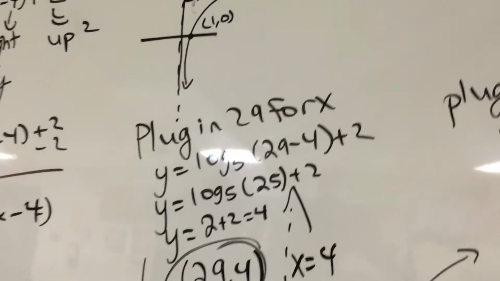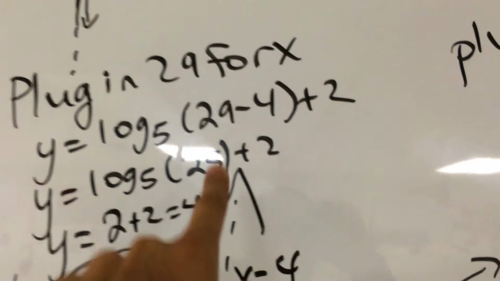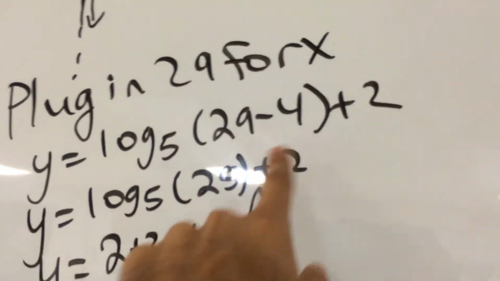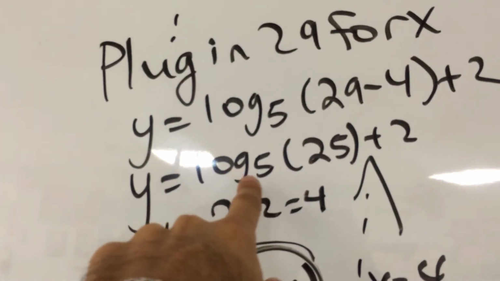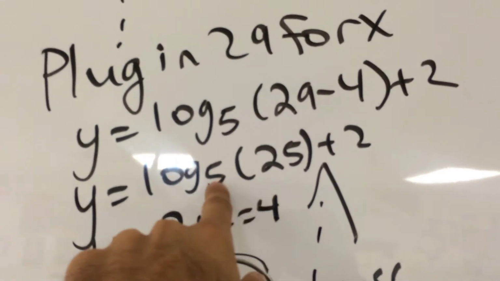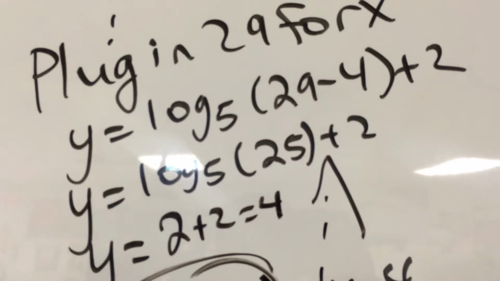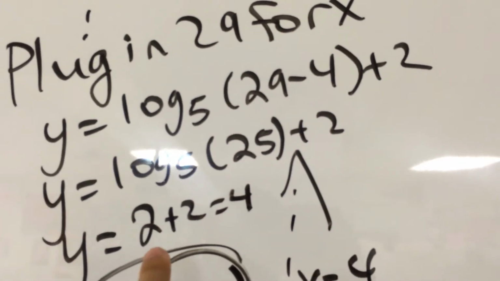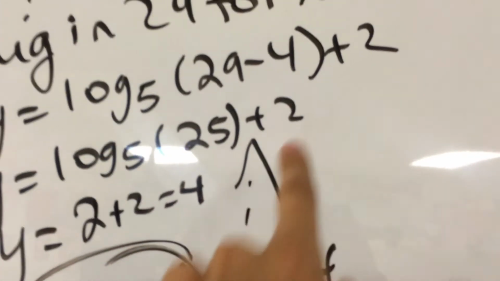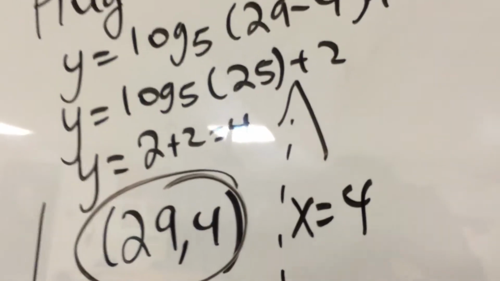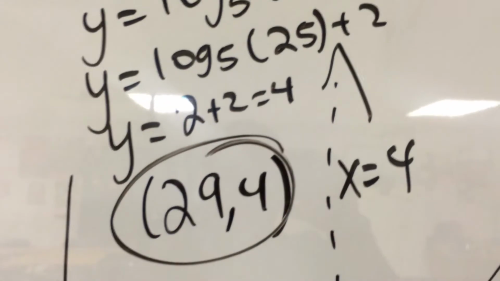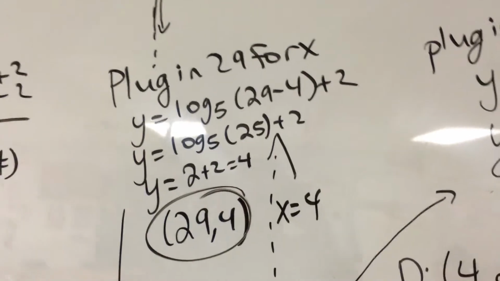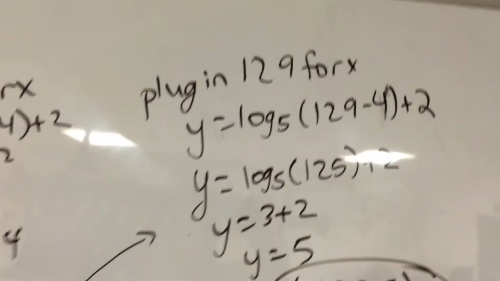So I go ahead and plug in 29 for x. 29 minus 4 is 25. So now I've got log base 5 of 25. 5 raised to what power gives me 25? Well, 2. 5 squared is 25, plus the 2 out here equals 4, which means I have a point (29, 4). To get the third point, I'm going to do the exact same thing.